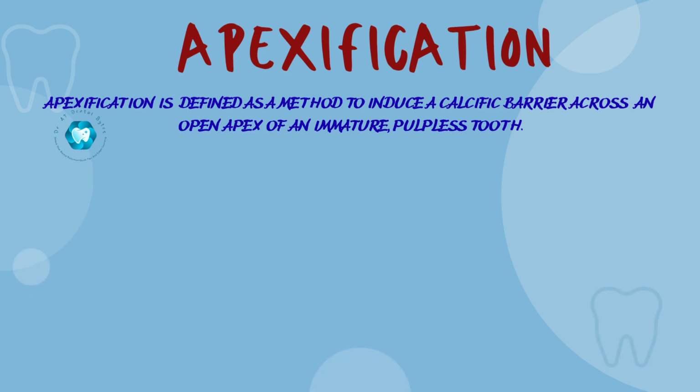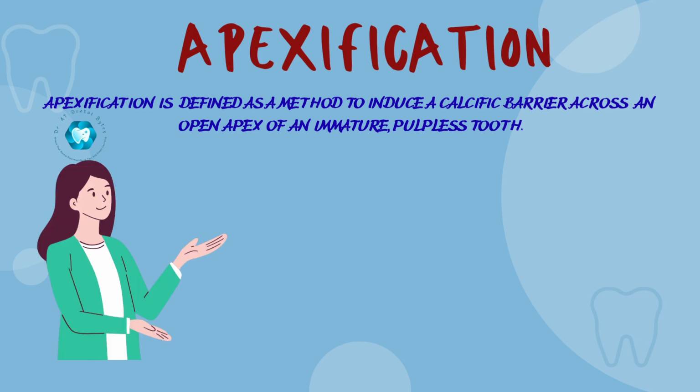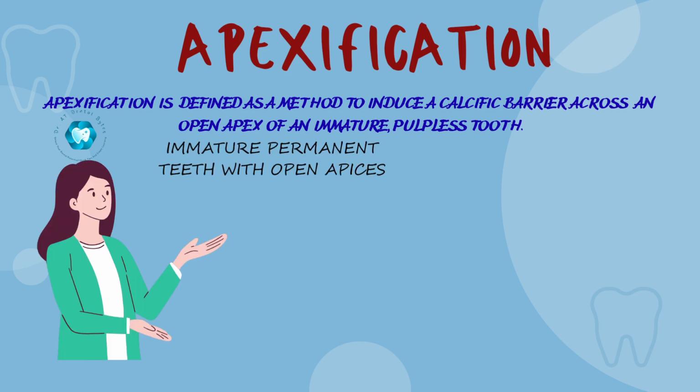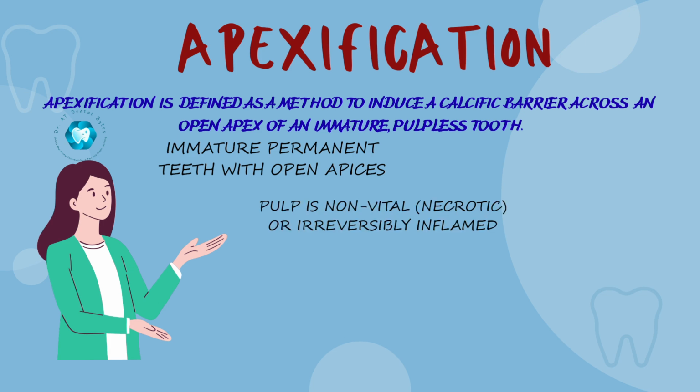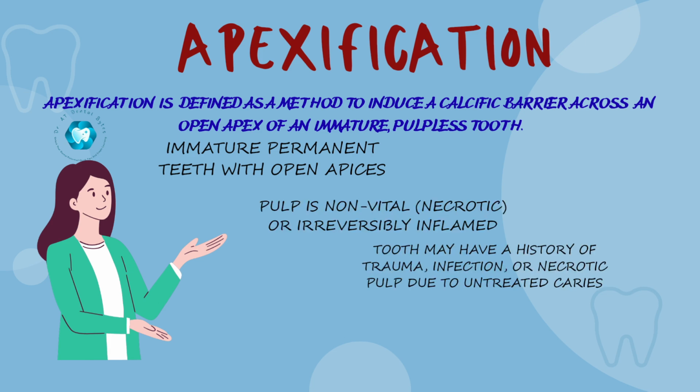Let's discuss apexification. It's a method to induce a calcific barrier across an open apex of an immature pulpless tooth. So it is done in a non-vital tooth with open apices. It is indicated when the pulp is non-vital or irreversibly inflamed, when there is a history of trauma, infection, or necrotic pulp due to untreated caries, and when there is radiographic evidence of periapical pathology.